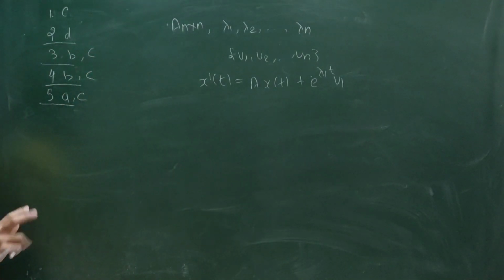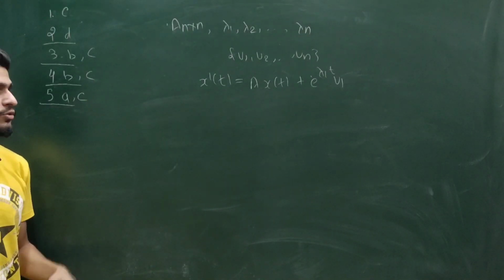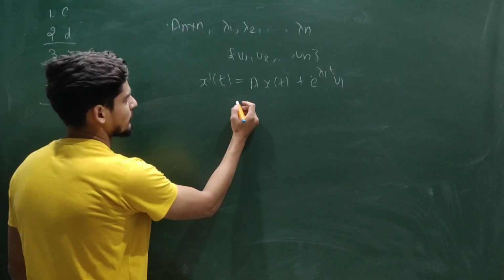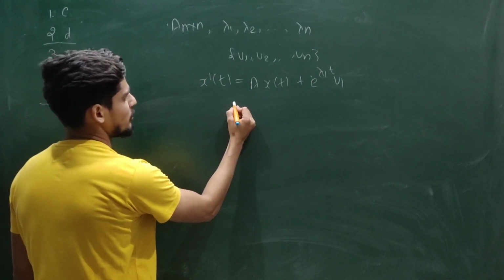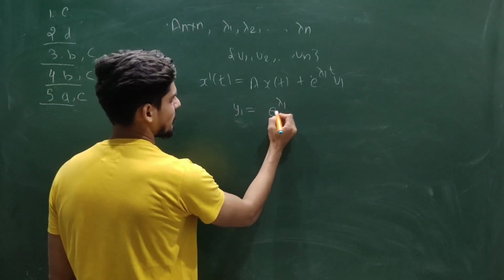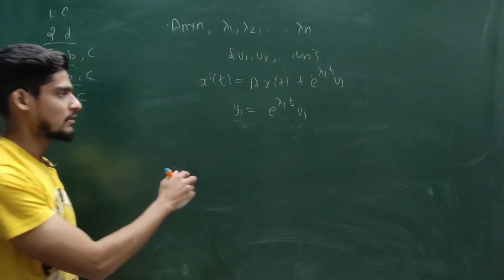You are aware of the fundamental matrix, because I cannot give you the complete theory in this lecture. So you are aware of the fundamental matrix. Suppose your first solution will be e^(λ1 t) times v1. This is a column vector.